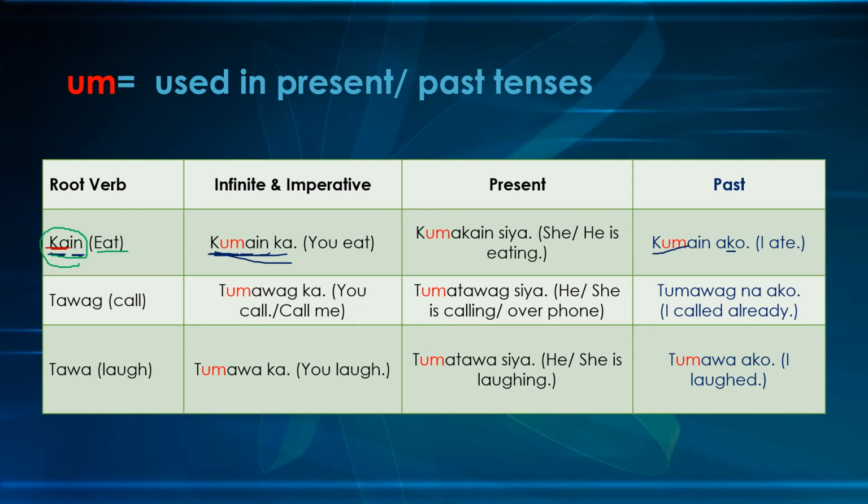Okay, next example is call. In Filipino, it's tawag. If we put um, we have a new word, tumawag. In a sentence, we have tumawag ka. And it's like saying you call or you call me. Just call me. Tumawag ka.